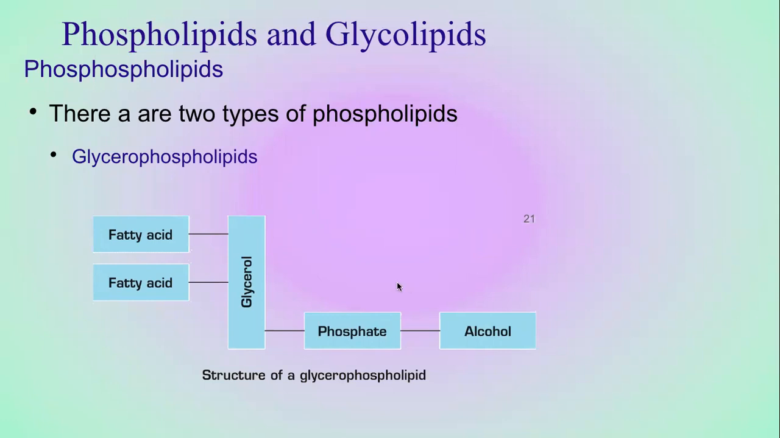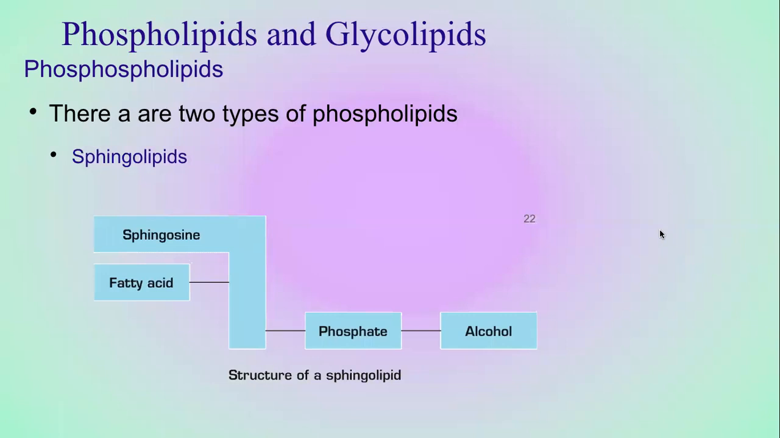So glycerophospholipids have glycerol, two fatty acids, and a phosphate. That's where the name glycerophospholipid comes from: lipid because of the fats, glycerol because of this glycerol, and then phospho because of the phosphate.